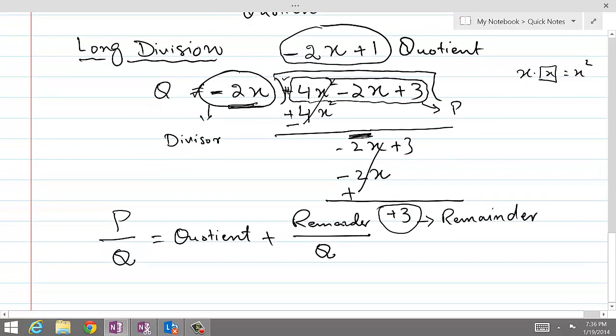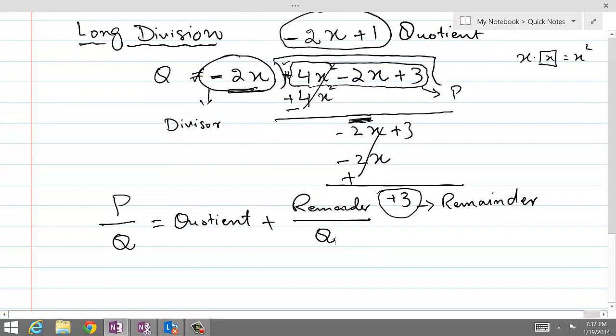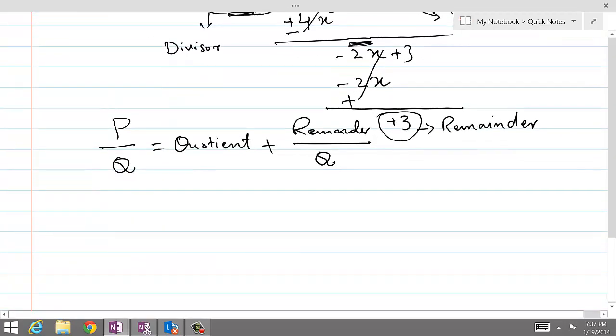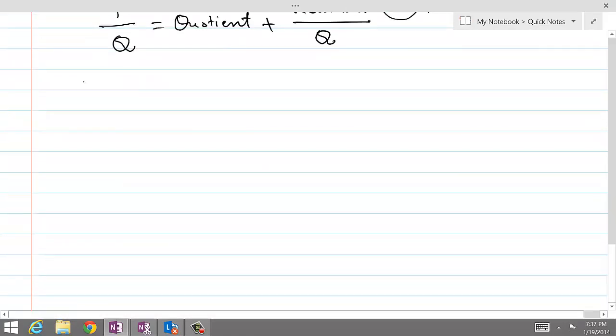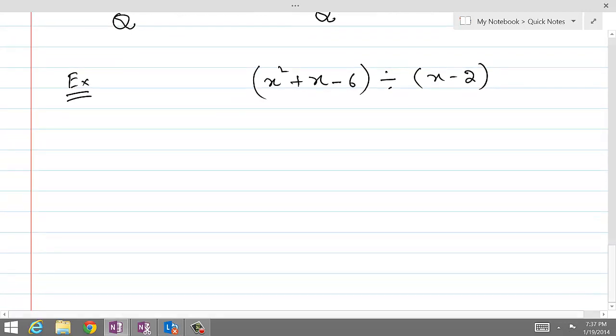It might seem a little bit difficult for you for the first time, but when you practice it will be easier. Let's do another question here. And this time, let's try a polynomial with a polynomial. So x square plus x minus 6 divided by x minus 2. So this time again we are going to use the long division.